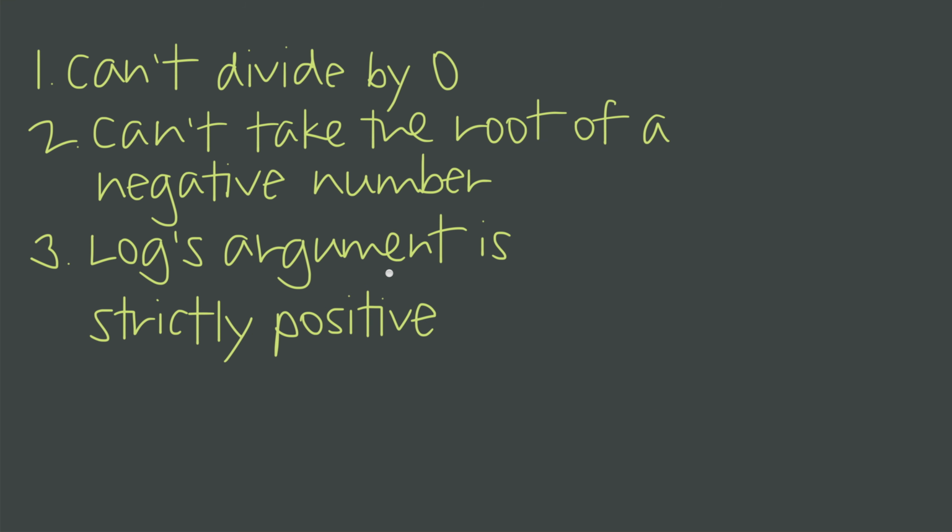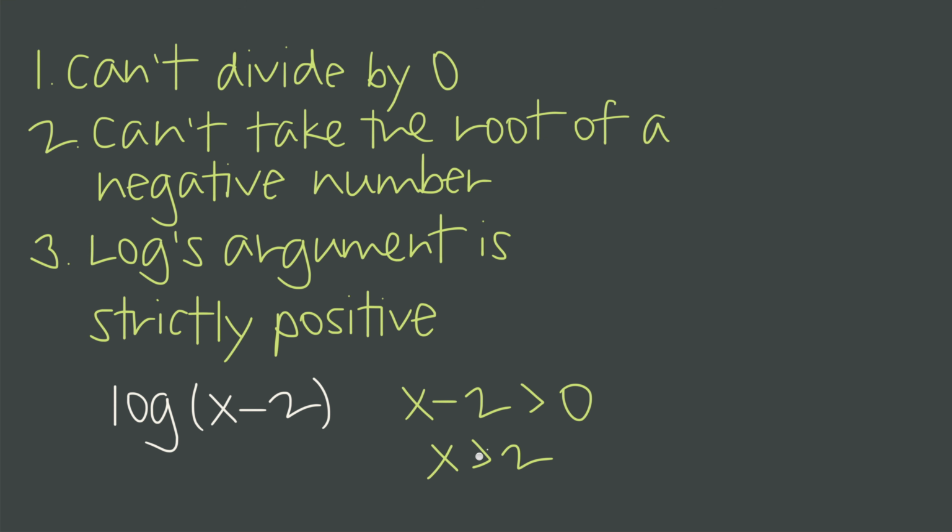And our third rule, our third red flag, is that the argument of a logarithm has to be strictly positive. So for instance, if we're taking log of x minus 2, because x minus 2 is the argument of this logarithm, x minus 2 has to be positive. It has to be greater than 0. It can't be negative and it can't be equal to 0. So we set that argument greater than 0. We solve that inequality for x by adding 2 to both sides. And in this expression, this function, x has to be greater than 2.